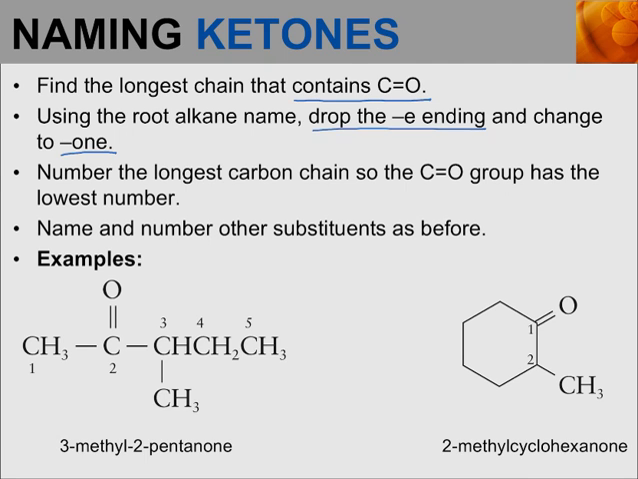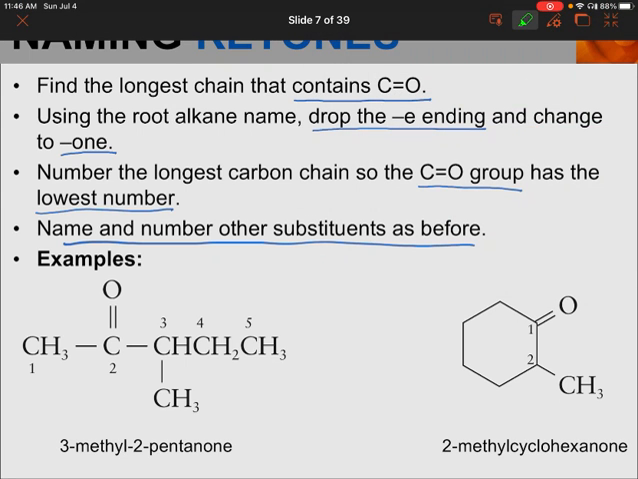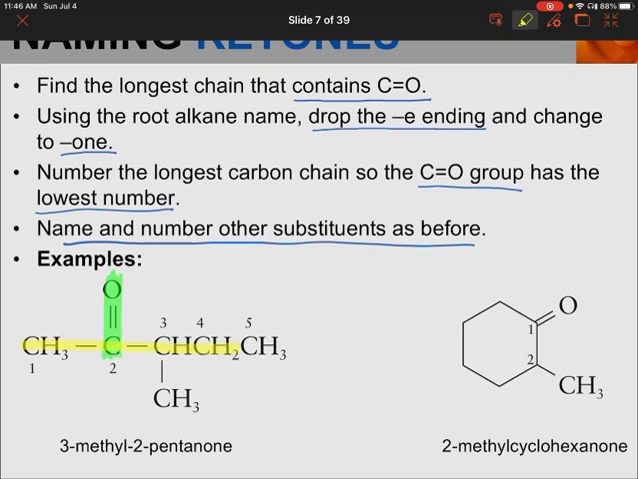Then we want to number the chain so that the carbonyl group has the lowest number possible, and we'll just name and number other groups that are attached as before. So we have an example on the left down below. So we want to again identify the longest chain that contains our carbonyl group here. So it looks like that would be this one here, pretty easy to figure out for this example.